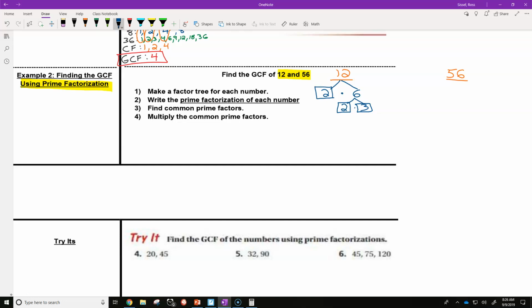Let's go to 56. Anyone know a multiplication problem that goes into 56? The factor pair? Okay, 7 times 8. You said 8 times 7. I just said 7 times 8, because I like my prime number first. 7 is prime. We have to make factor pairs of 8.